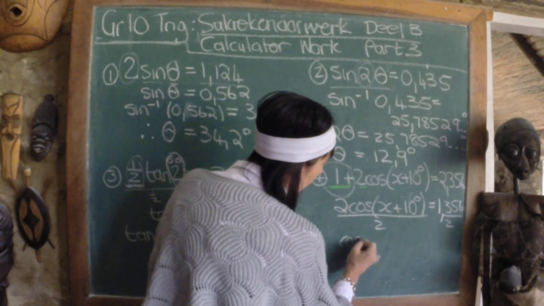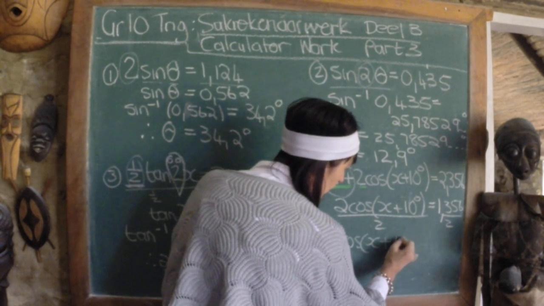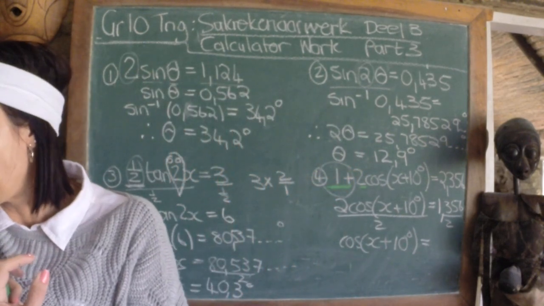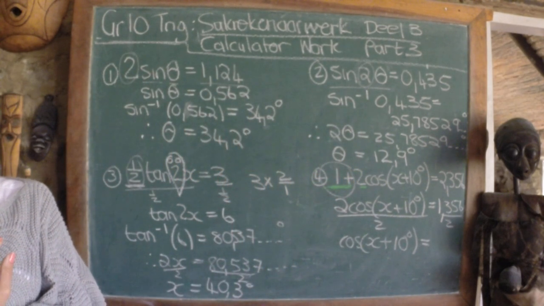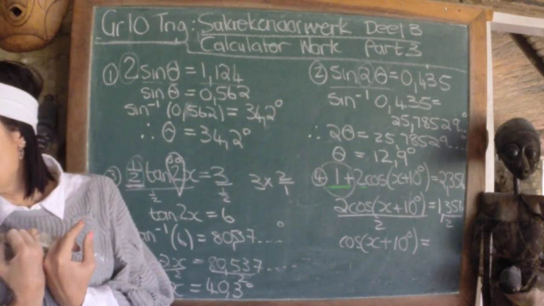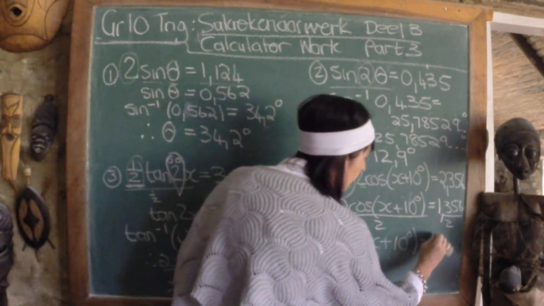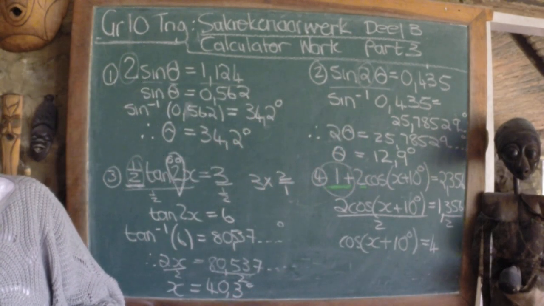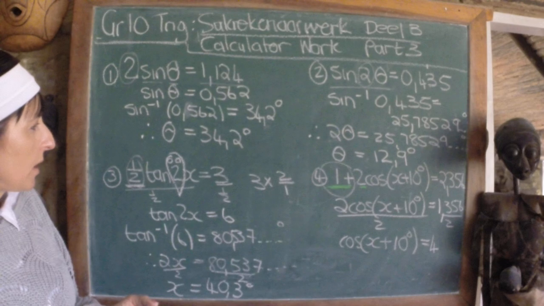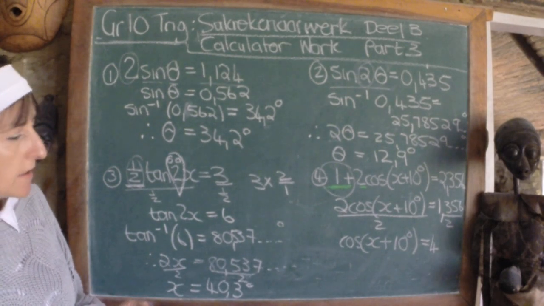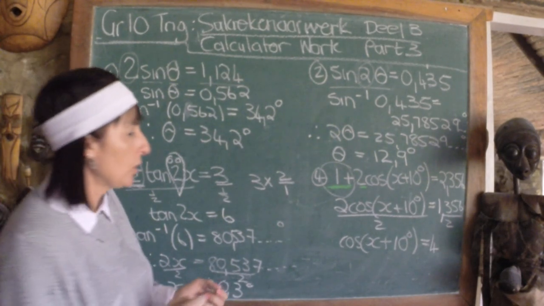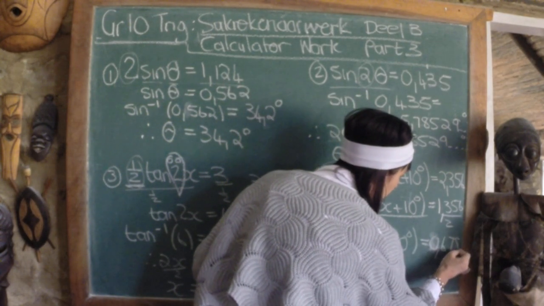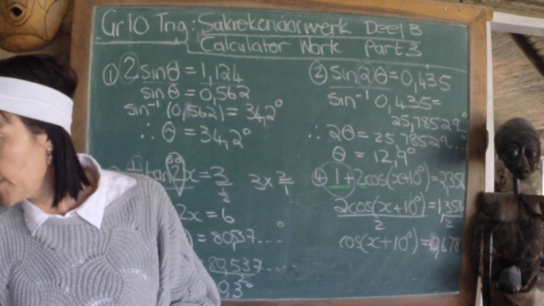So now I've got things that are very fastened. Can't get rid of that. It's attached to the cosine. It's fastened, it's the angle. X plus 10 degrees, everything in brackets is one thing. So I'm now just going to write this out as cos of the angle equals 1,356 divided by 2, which gives me 0,678. Divide it by 2.